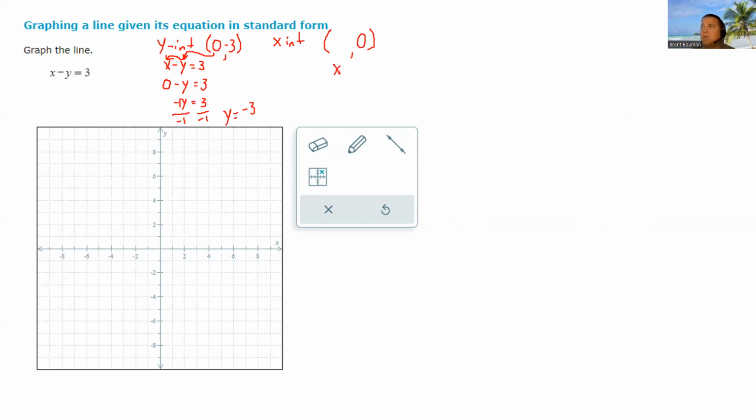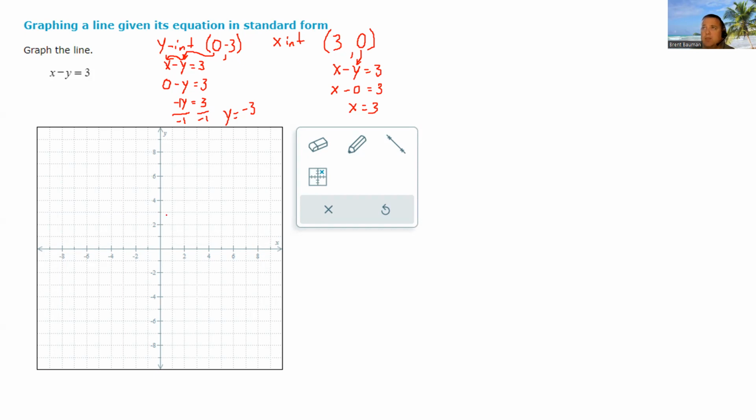Okay, let's go over here and we'll find the second pair. Same idea. This time we're plugging it in for our y value. So we have x minus 0 equals 3. X equals 3. So our x-intercept is 3, 0.